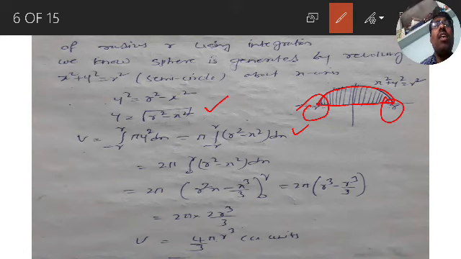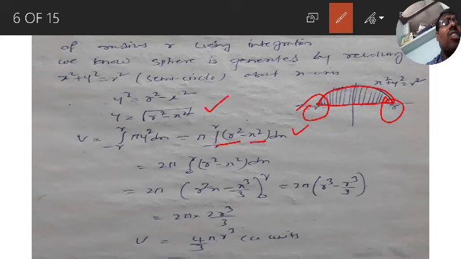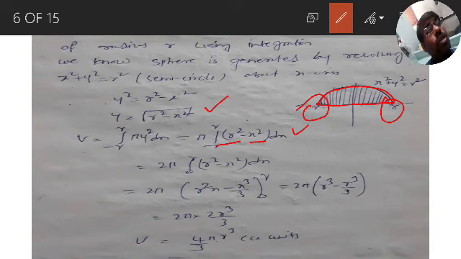It is integration minus r to r pi y square into dx, which is pi into integration minus r to r, y square is r square minus x square dx. R square is constant and x square is an even function. Constant minus even function is an even function. So now I am using, remember, properties of definite integral.